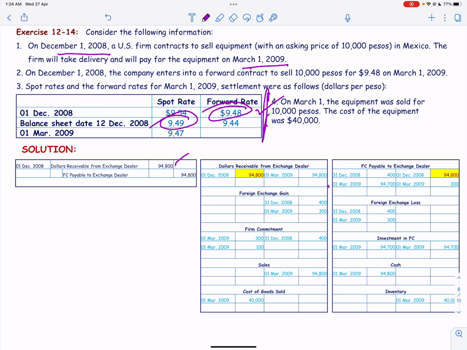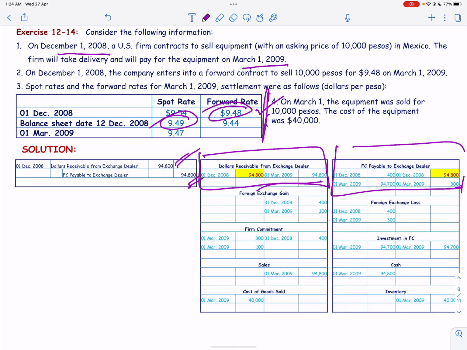So first, again, the US company will record a forward contract to sell 10,000 pesos, and we debit the dollars receivable from exchange dealer and we credit foreign currency payable to exchange dealer. Please note again that receivable is the fixed amount in this example, as the company entered into a forward contract to sell the pesos. The payable is the forward contract, and we will look into the changes in this account.